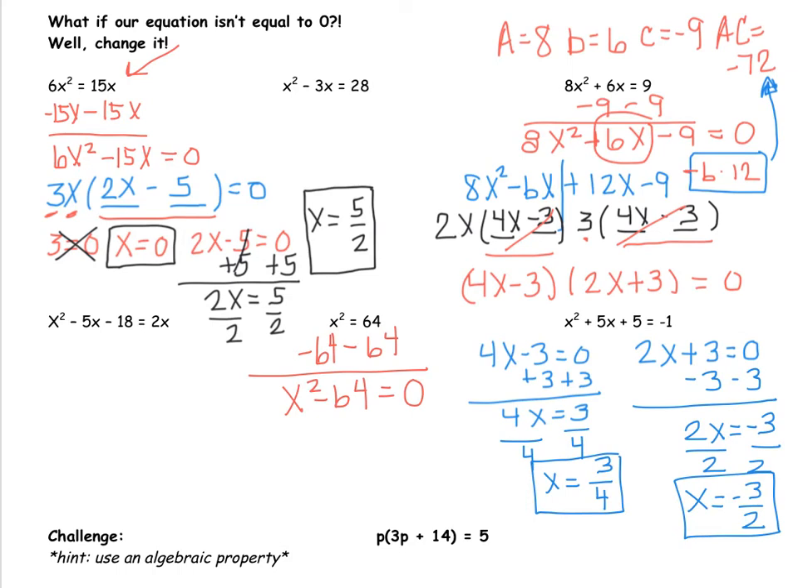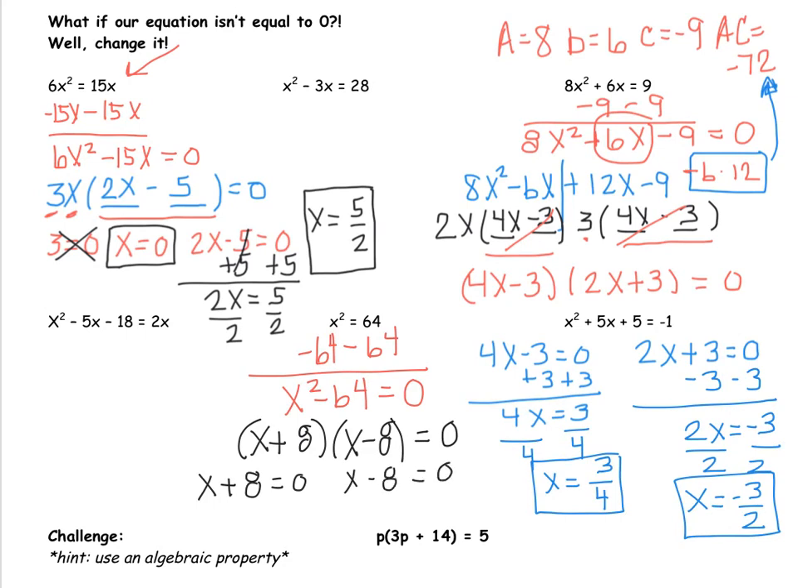What does that look like immediately? Hopefully you're saying difference of two perfect squares. Remember, 64 is a perfect square, 8 times 8. Recall, we factor that. x plus 8, x minus 8. There it's factored. Now take each factor, set it equal to 0. And your answers will be x equals -8, x equals +8.